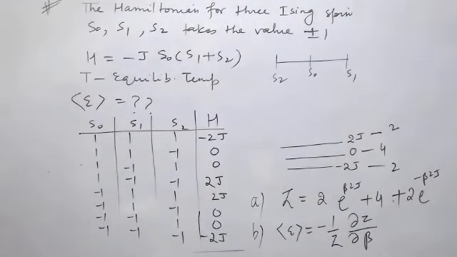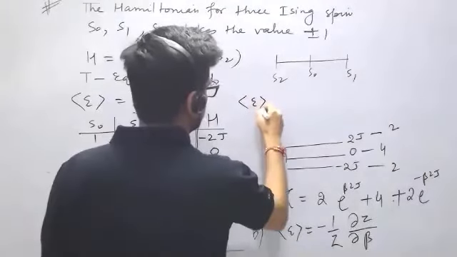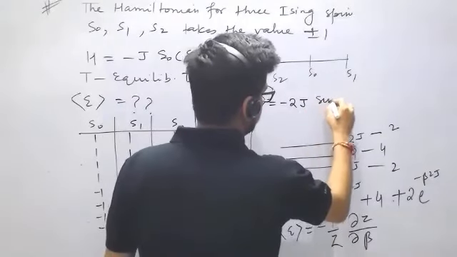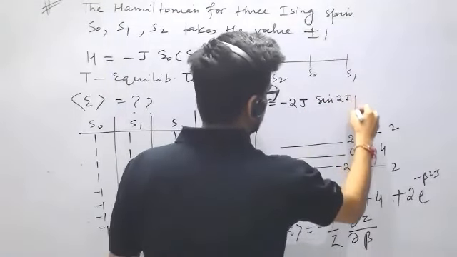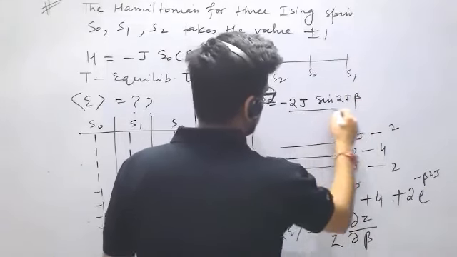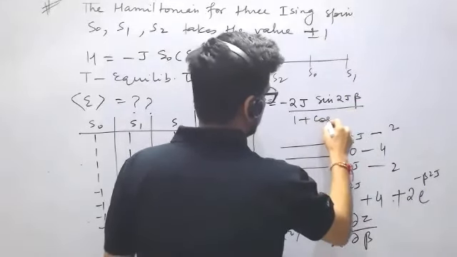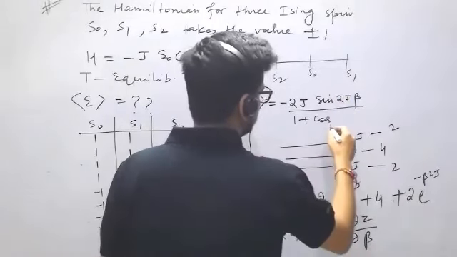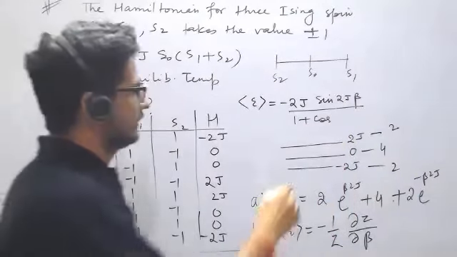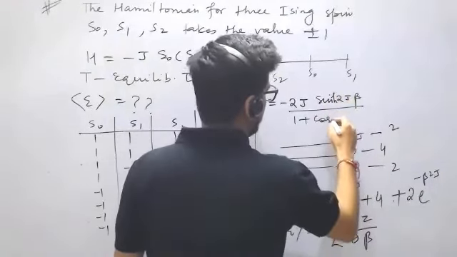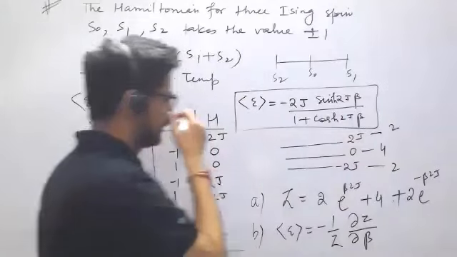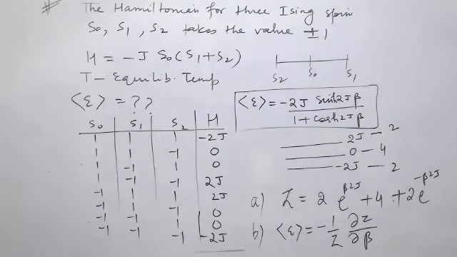So what you got? Average E is minus 2J sinh of 2J beta upon 1 plus cosh 2J beta. Here also it's hyperbolic, no? Yes, sir. Obviously there is no chance of getting anything other than hyperbolics. So this is the average energy.